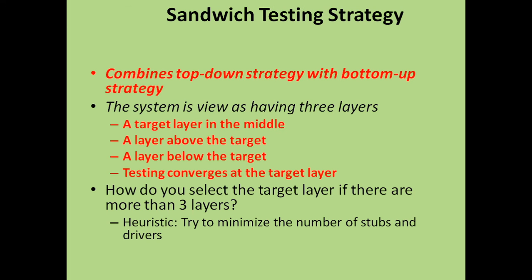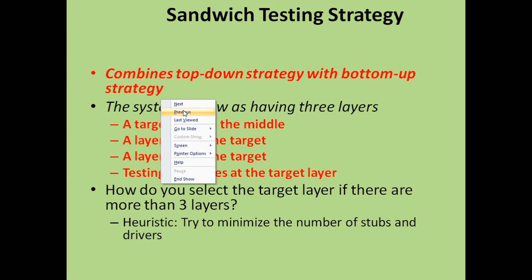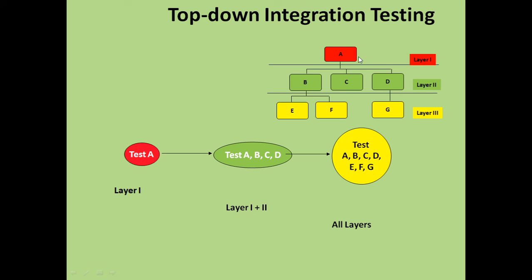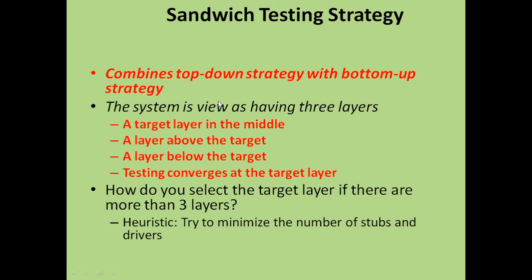So we can have a look at this. Layer 1 consists of A, layer 2 consists of B, C, D, and layer 3 of E, F, G. So first we test A, then A with B, C, D. Don't forget that this is integration testing. And then eventually A, B, C, D with E, F and G. So this is how the top-down integration takes place.